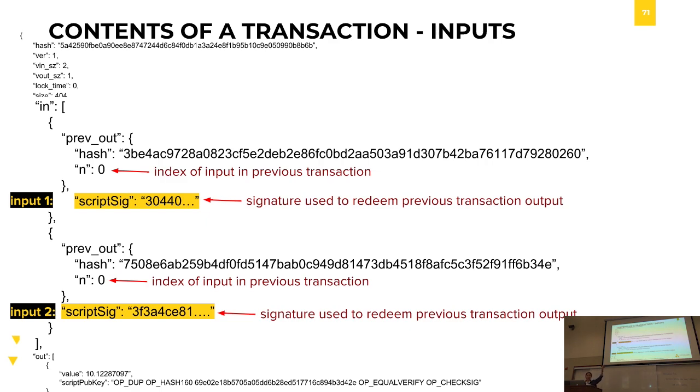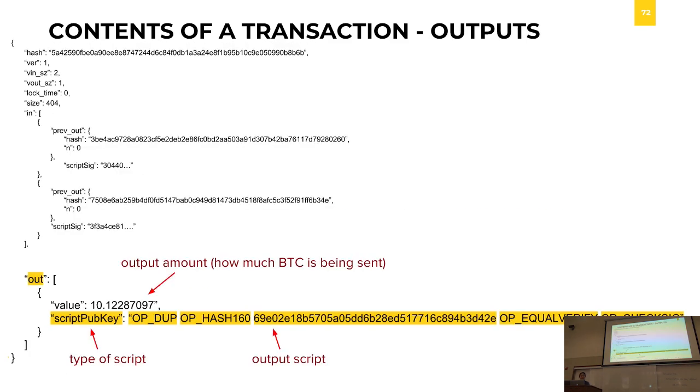So this is a little bit more important, right? This is the signature used to redeem the previous transaction output. We're going to talk a little bit more about what that exactly means, but just know that it's in the inputs. And then if we move on to the outputs, this is the output amount.